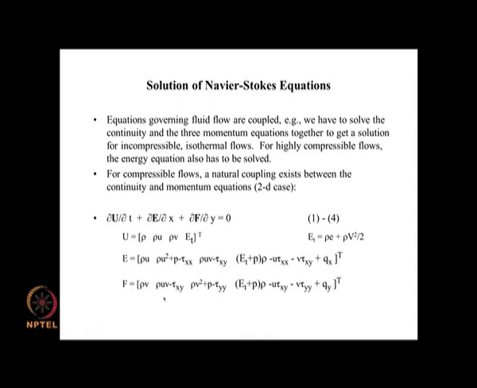So if you were to take the taus onto the right hand side and then the p onto the right hand side, then what we will have for the x momentum equation is ∂/∂t of ρu plus ∂/∂x of ρu² plus ∂/∂y of ρuv equal to minus ∂p/∂x plus ∂/∂x of τxx plus ∂/∂y of τxy. It is the same as the x momentum equation that we had earlier.